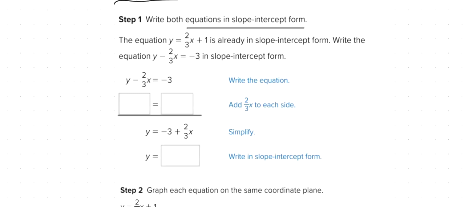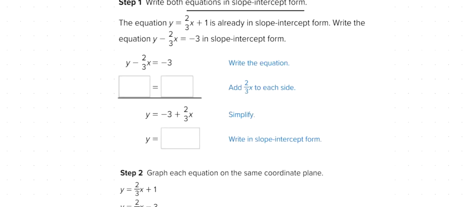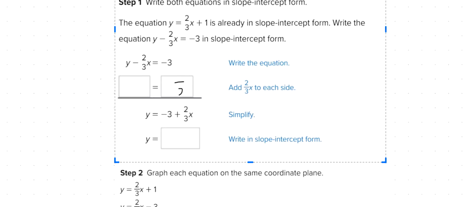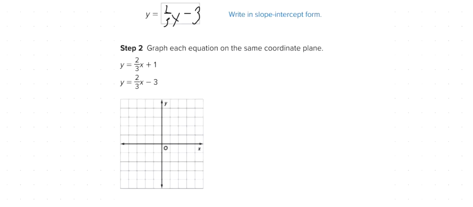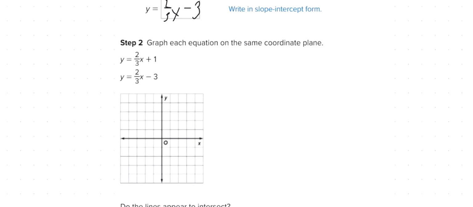We're going to add 2/3 x to both sides. So this one is eliminated, and y is equal to -3 plus 2/3 x. Then we flip it, right? 2/3 x minus 3. So that's already written in slope-intercept form. Now we're going to graph the equations on the same coordinate plane.